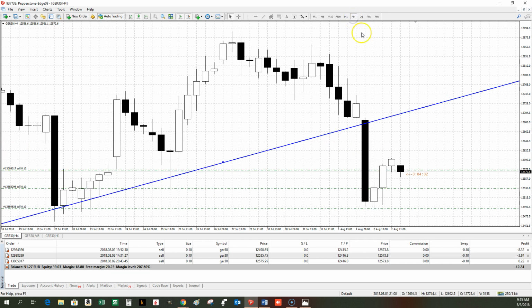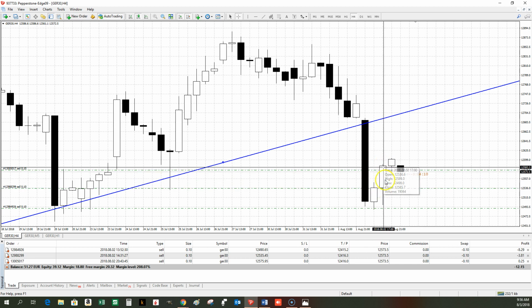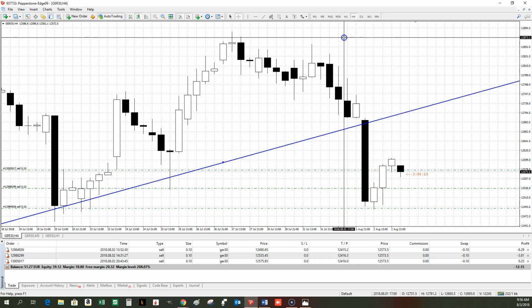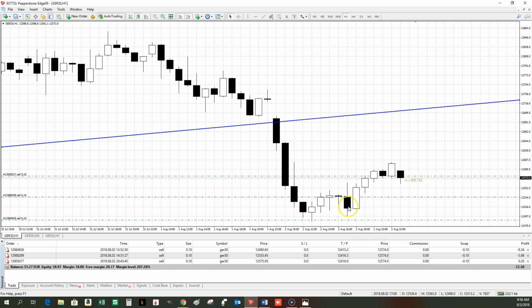Let's look at it in detail. You see this very nice candle? It went up. This one was opened at 5 o'clock in the afternoon, and it went up and down. You see that one? It went up and down. Now what I want is for this to go back to my first position.